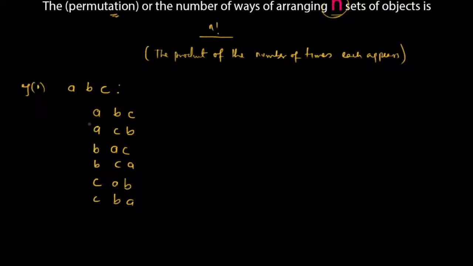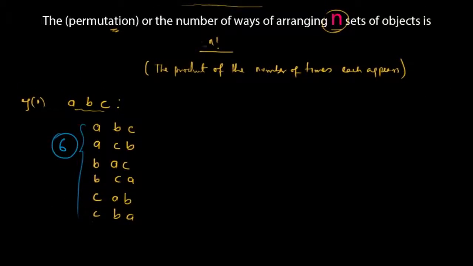So these are the total number of ways of arranging the letters A, B, and C. And then all in all, when you count them, you have 1, 2, 3, 4, 5, 6. So the number of ways, or the permutation of A, B, C, is 6. But then, considering the formula we wrote here, if you look at A in the word A, B, C, A appears only one time. So A appears one time, B appears one time, and C also appears one time.